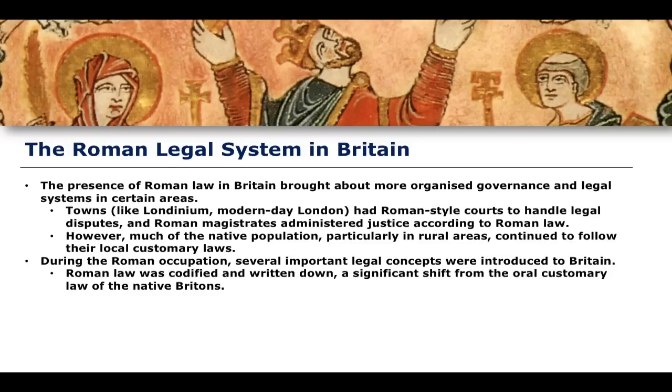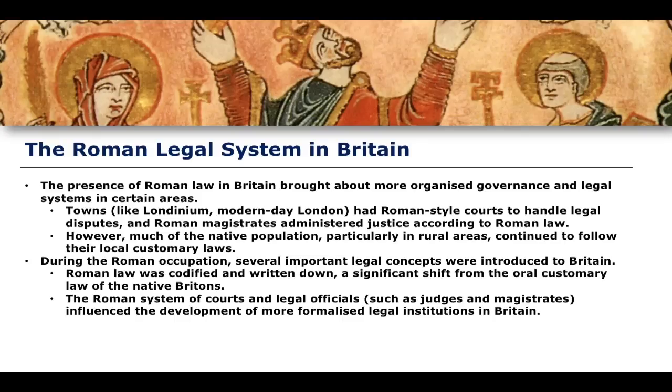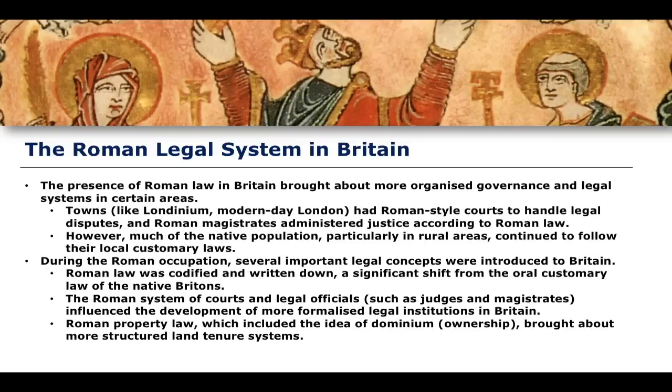So the Roman law was codified. It was written down, unlike the customary laws and traditions that existed within the rural areas of English society. A significant shift, obviously, from the oral customary law of the native Britons. The Roman system of courts and legal officials, such as judges and magistrates, would eventually come to influence the development of a more formalized legal institution in Britain. So that's one of the things we can take from the Roman legal system as being influential all the way back in the history of English law.